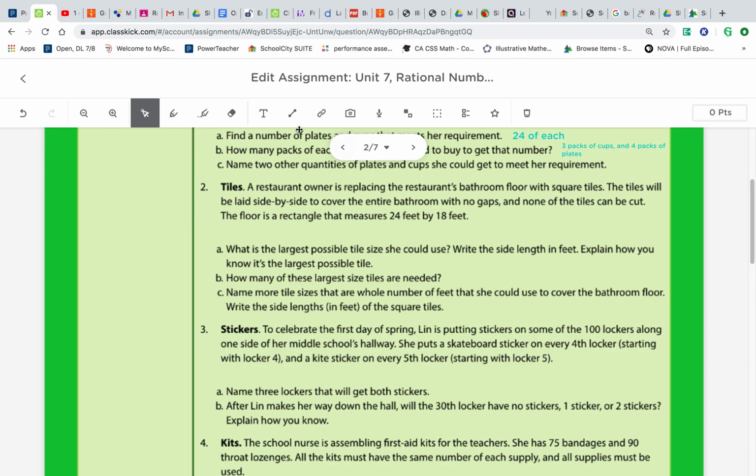So for the greatest common factor of 24 and 18, you could list all of the factors of 24 and all of the factors of 18. So, factors of 18, we have 1 and 18. We have 2 and 9.